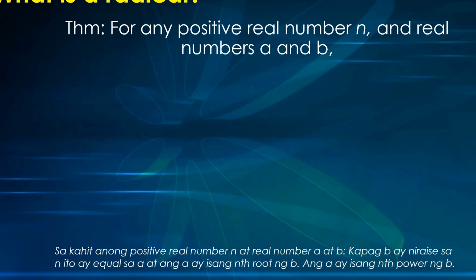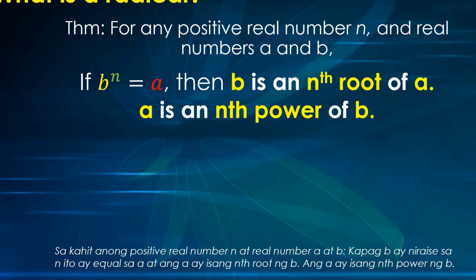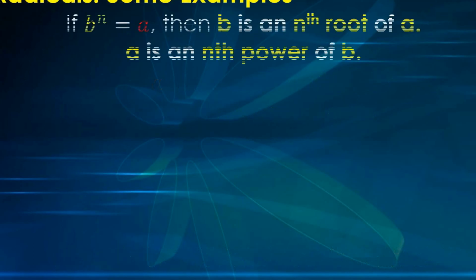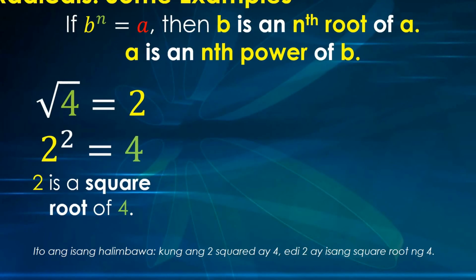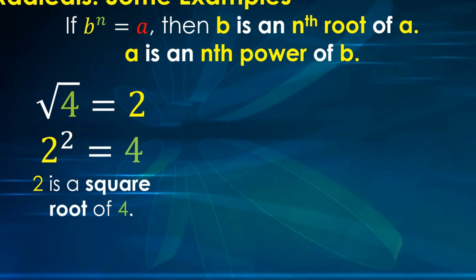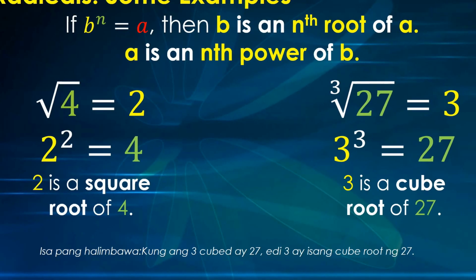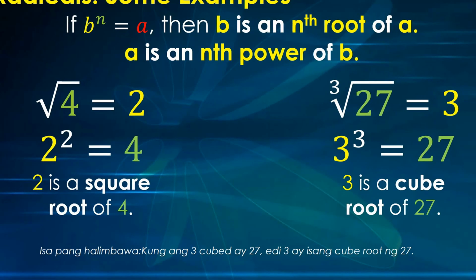For any positive real number n and real numbers a and b, if b raised to n is equal to a, then b is an nth root of a. Here are some examples to demonstrate the theorem. If 2 squared is equal to 4, then 2 is a square root of 4. Another example is 3 cubed. Since 3 cubed is equal to 27, then the cube root of 27 is 3.